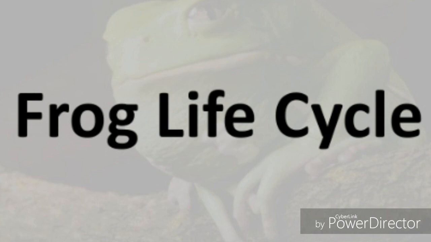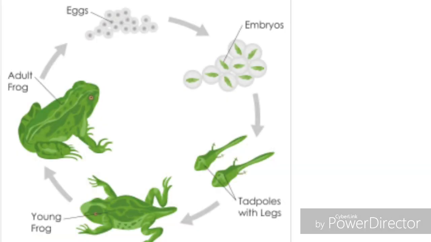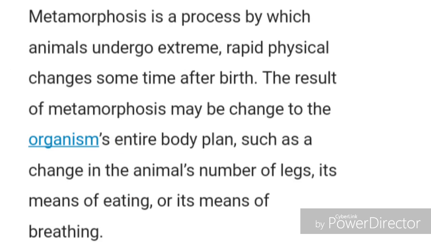Students, now we will move on to the life cycle of the frog. Frog is an amphibian. It lives sometimes in water and sometimes it comes onto the land to catch insects. For the sake of food, it comes onto the land. For laying eggs, it goes into water.